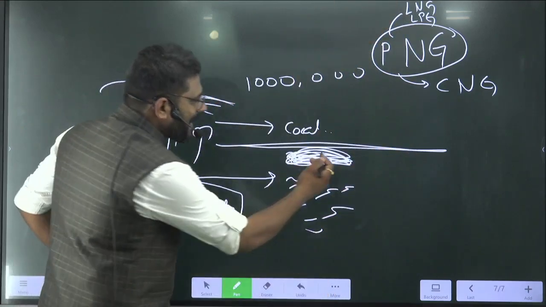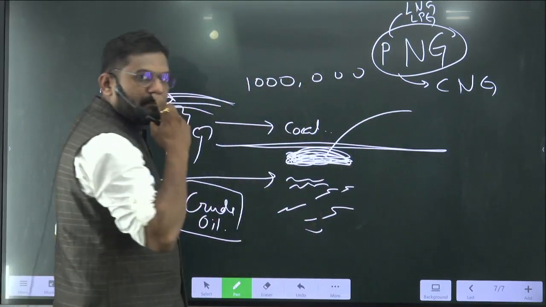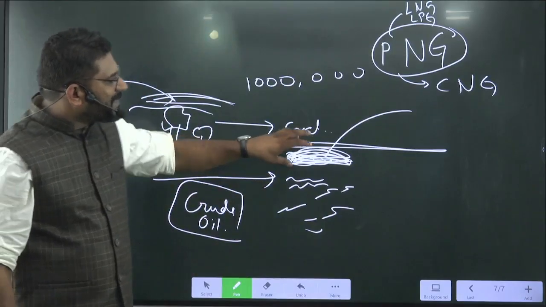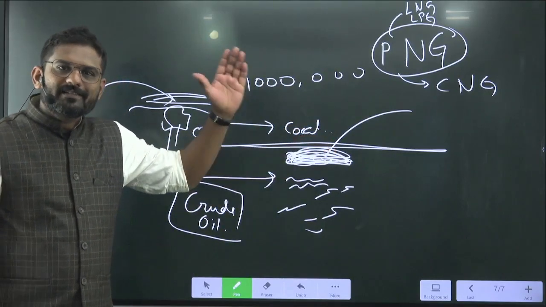So this gas is taken out from these mines. Is this gas going to be created again? No. So it gets replenished.